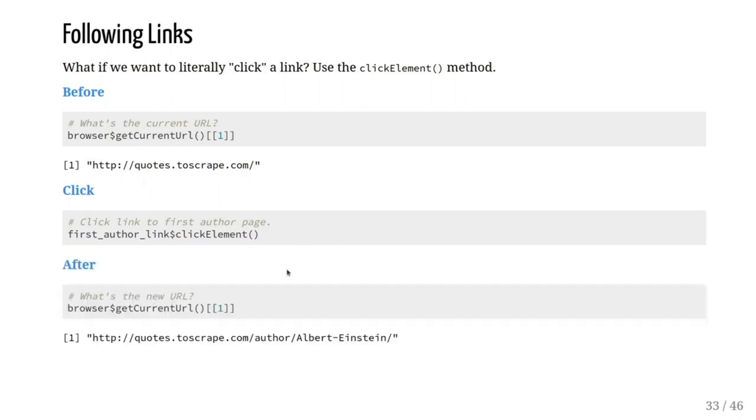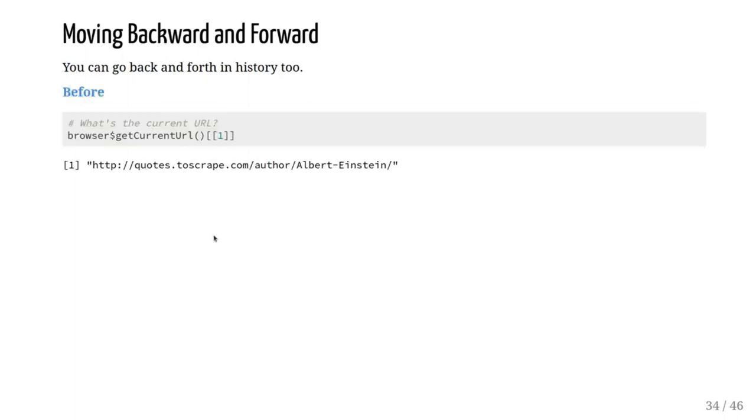So after that, you'll see that we have now navigated to another page. We got the new page's URL by once again running the getCurrentURL method. So for any link on the page, you can tell Selenium to click on it, and Selenium will obediently follow that link to another page. Right, as we saw earlier, we can also use the go back and go forward methods to navigate around.